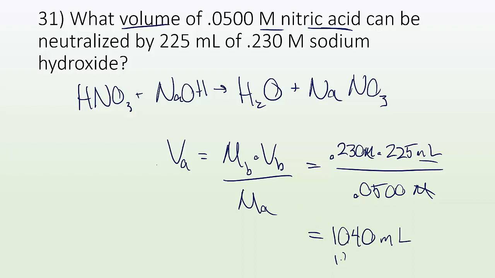What I really get is like 1035, but because this has 3 sig figs, 3 sig figs, 3 sig figs, my answer has to have 3 sig figs. So I go 1, 2, 3. I look over, that's a 5. So I'm going to have to round that up to 4. So I get, bam, 1040 milliliters.